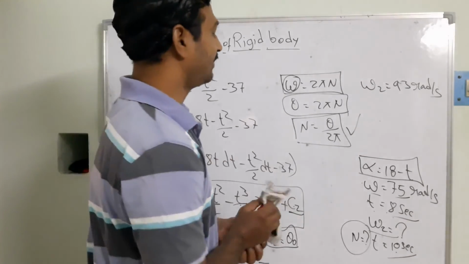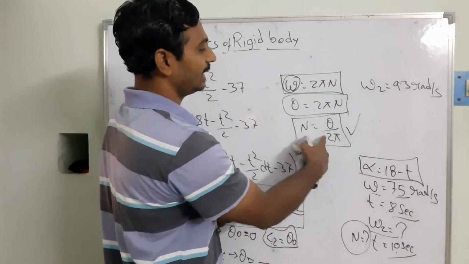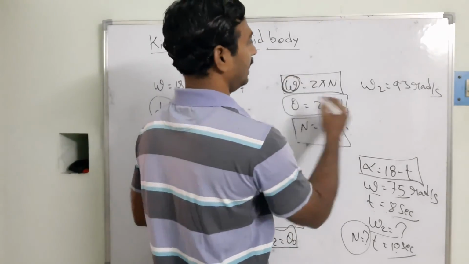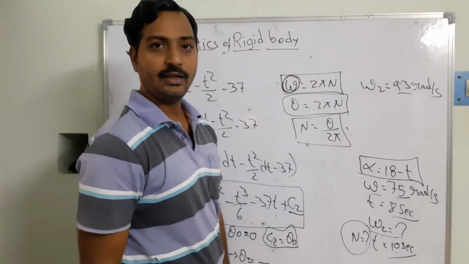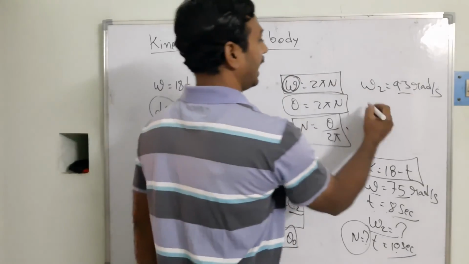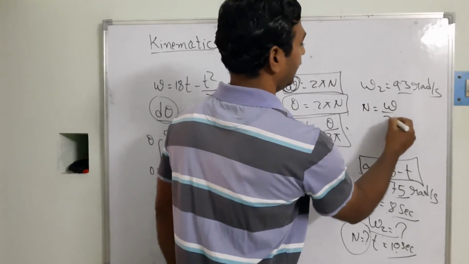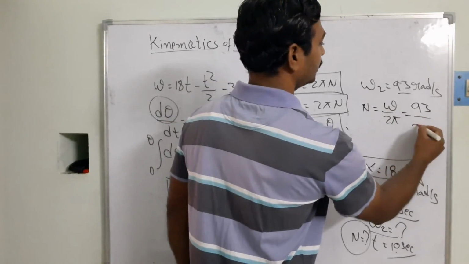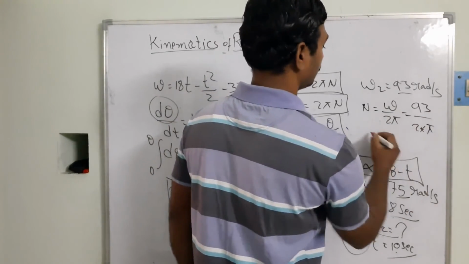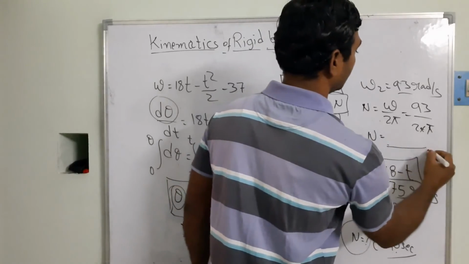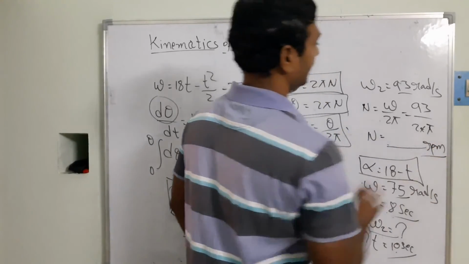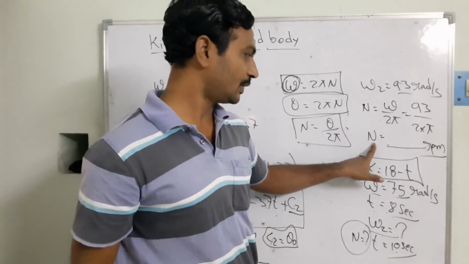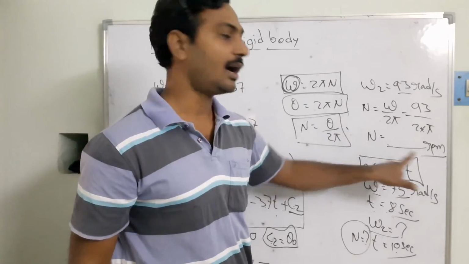We have another equation, this part. By using this equation, we can get the revolutions. Or we can take omega at 10 seconds, which is already available, 93 radians per second. So n is equal to omega by 2 pi. So omega is 93, 2 into pi. Here I will get the result in RPM, because we are not dividing by 60. So automatically the revolutions we get are in RPM.